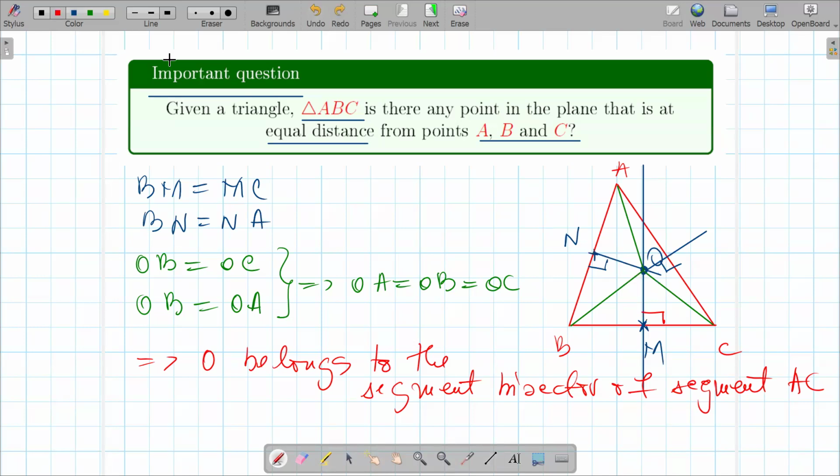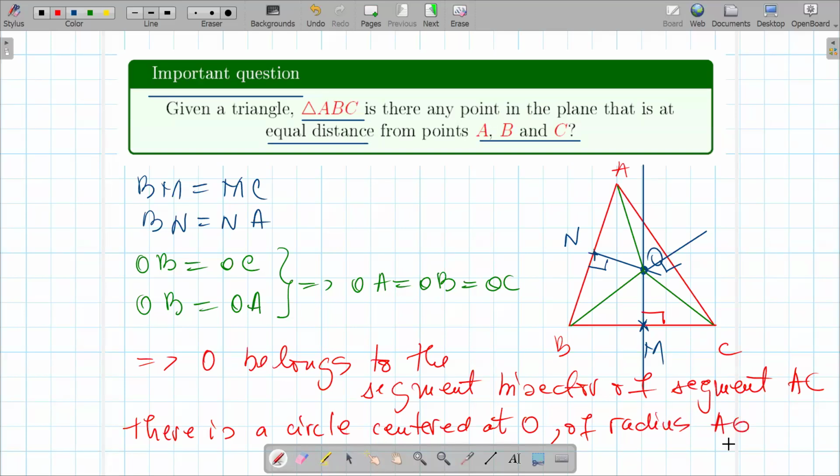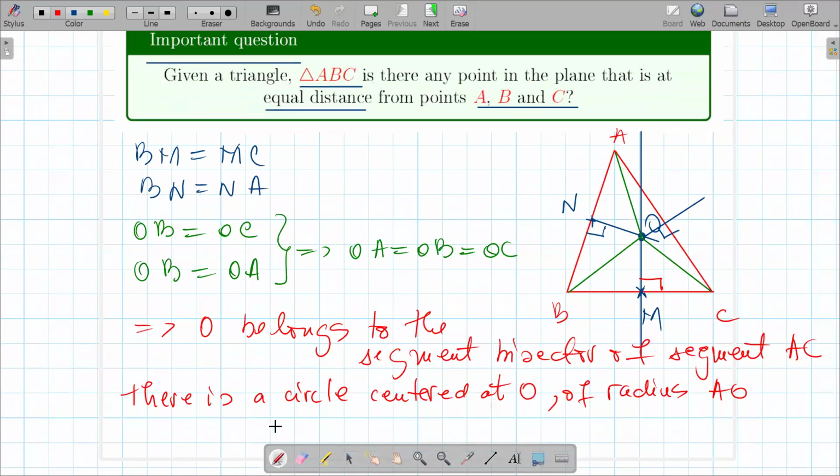And this point, just because OA is equal to OB is equal to OC, tells us that there is a circle centered at O of radius AO, and this circle goes through A, B, and C simply because OA is equal to OB is equal to OC, which means that there is a circle that's circumscribed to triangle ABC, and the center of that circle is at the intersection of segment bisectors.